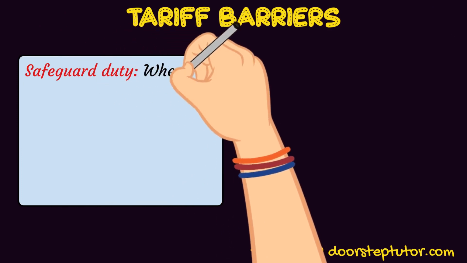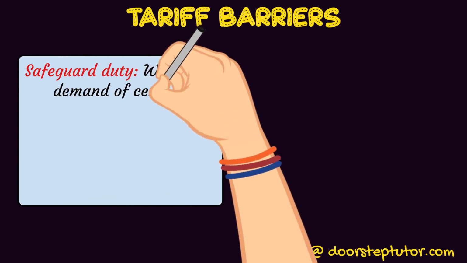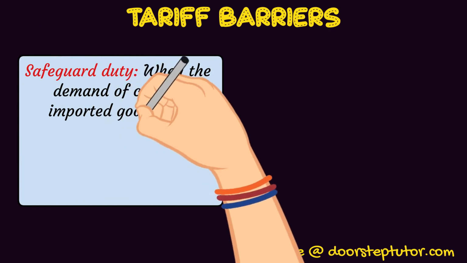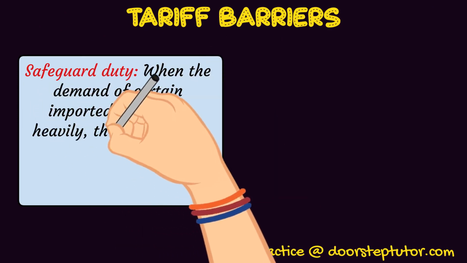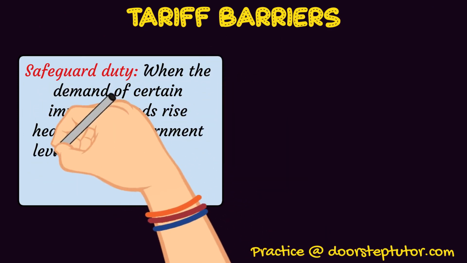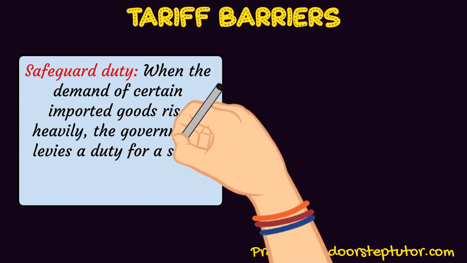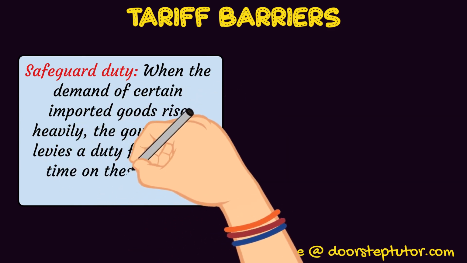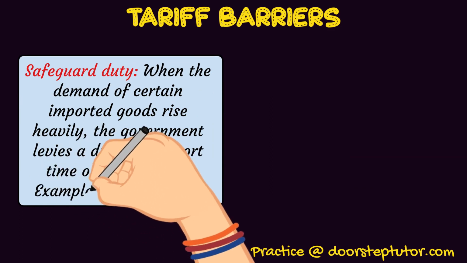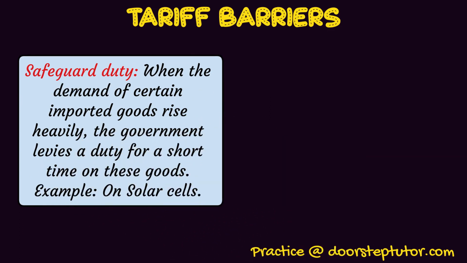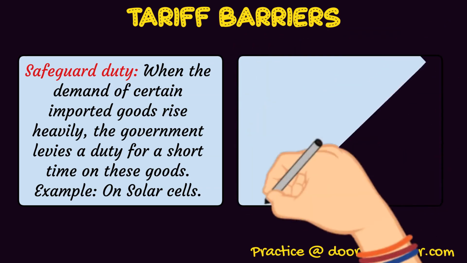See, sometimes it so happens that the demand for certain imported goods rises heavily in the domestic market. So the government levies a duty for a short time on these goods. For example, we saw the case of solar cells, demand rising very much in the last year basically. So the government imposed a safeguard duty for a short time, right?